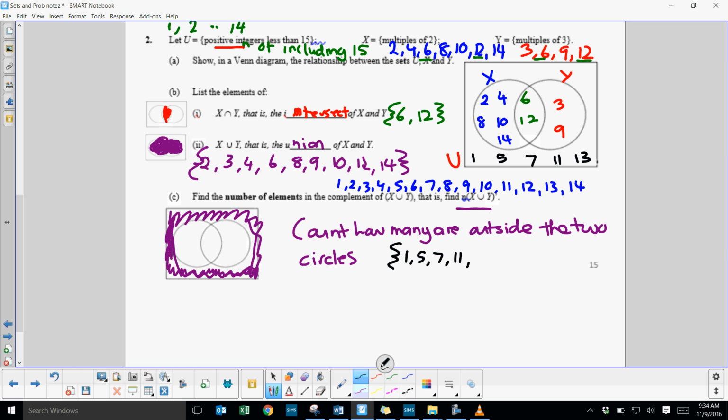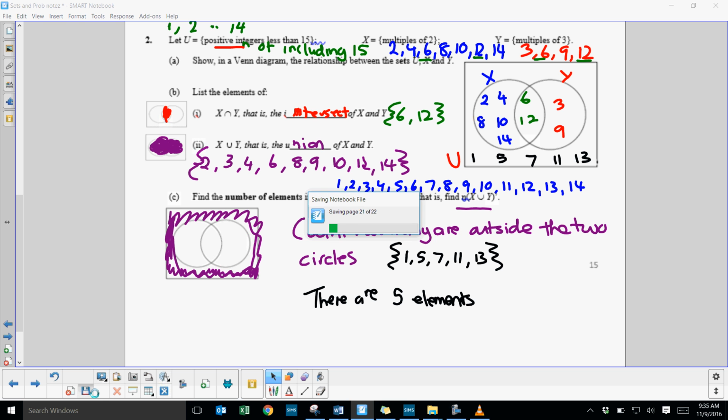So for us to count how many are in this set, there's 1, 2, 3, 4, 5. So there are 5 elements. You can just write the number 5, that's fine. So the answer to that one is 5. Let's quickly save that, and now let's get on to the lesson on Venn diagrams.